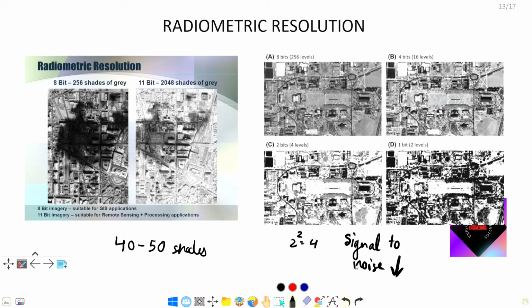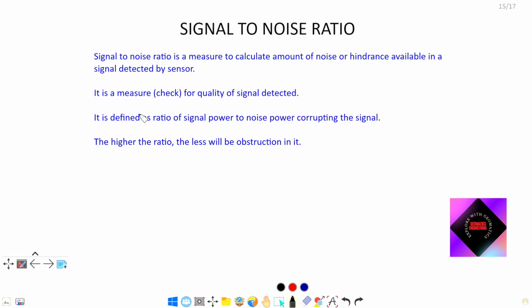Now we have seen this term twice, signal to noise ratio. Let's see what it means. Signal to noise ratio is a measure to calculate the amount of noise or hindrance available in the signal detected by the sensor. It is basically a check which is required for checking the quality of the signal detected. It is defined as the ratio of signal power to noise power, and the higher the ratio, the less obstruction there is. So if the ratio decreases, that means noise power increases and our signal is getting deteriorated.